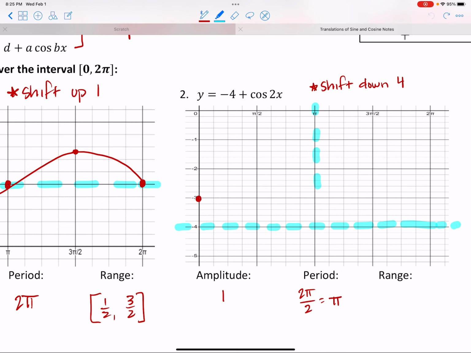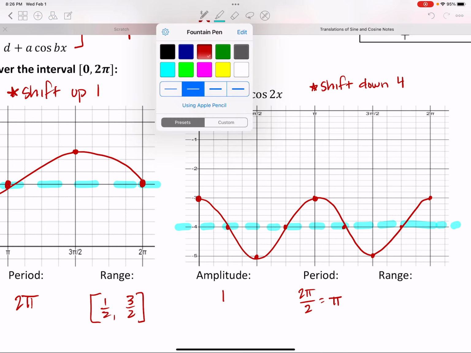So I want to start and stop at my maximum. In the middle, hit the minimum, which would be 1 below the midline. So remember, amplitude of 1, 1 above, 1 below. And then in between those is where we would normally have x-intercepts, but here we're just going to be hitting the midline. And then we're just going to repeat that. So midline, minimum, midline, maximum, and now we can connect. So we got 2 cycles, amplitude of 1, shift down 4 of our cosine curve.